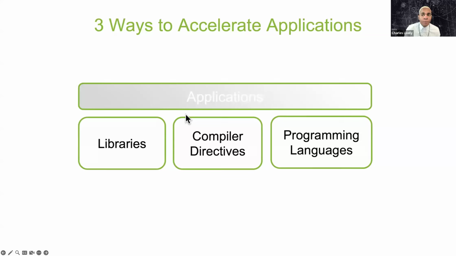One of the ways in which NVIDIA tries to accelerate application development is by focusing heavily on having an ecosystem of different libraries, compiler directives, as well as various programming languages. Those all work in concert to help accelerate application development and accelerate the computation of applications.